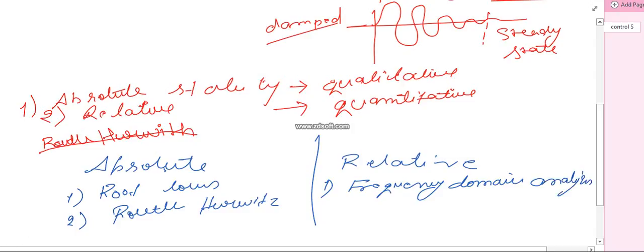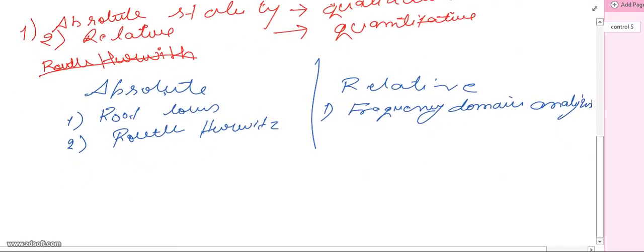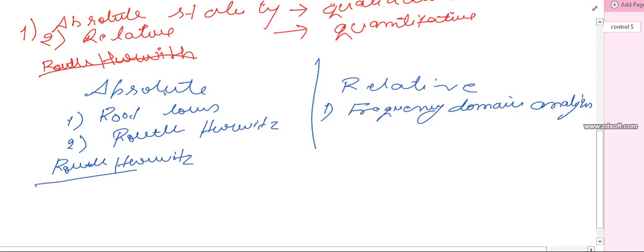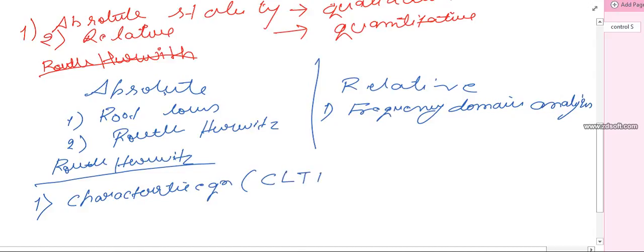Okay, so here this lecture video is basically focusing on your Routh Hurwitz. This is a pretty easy method for studying the stability of a system, or determining the stability of a system, with the help of, point to be noted, the characteristic equation of the closed loop transfer function.